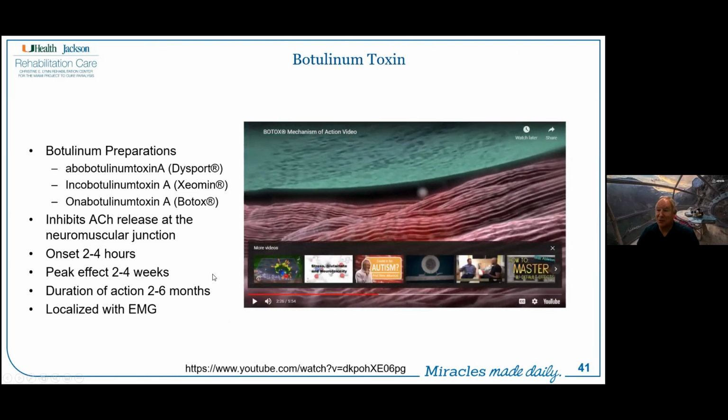And that's the bottom line on how Botox works. We recognize that its peak effect is typically within 2 to 4 weeks. Usual duration of action is somewhere around 3 months. We can localize it to a specific muscle group. The thing is, this is not for somebody who has many, many muscles that are being affected. It's a much better option for folks who have very focal spasticity and spasms.